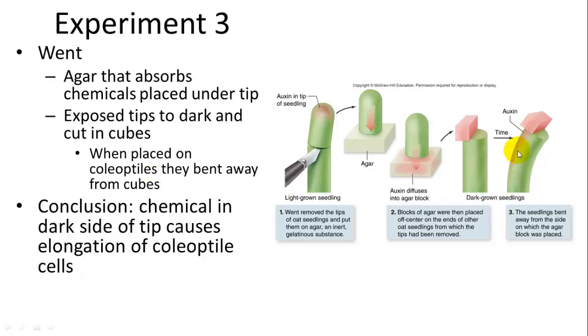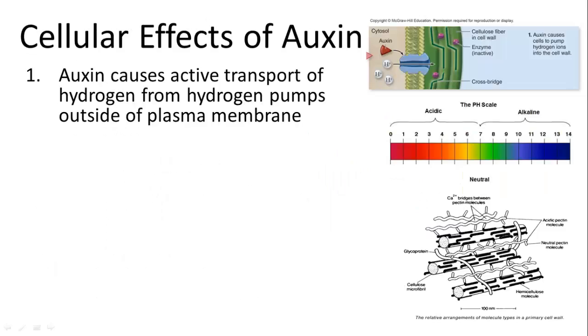Okay, so this was where the elongation was occurring with the transfer of whatever was being submitted by the tip. And he named this chemical auxin. All right, so the way that this works is through a bunch of other experiments. We've figured out the mechanism by which it works. First, auxin causes a proton pump to be activated and protons to be pumped out of the cell and into the extracellular space where the cell wall is.